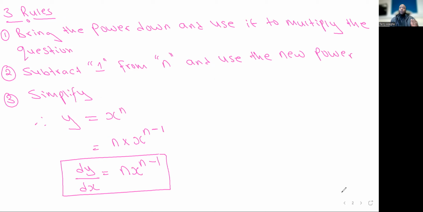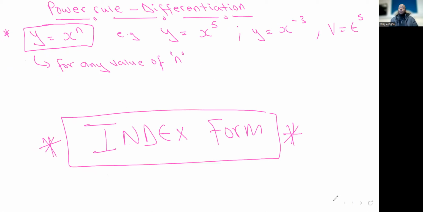So the first thing you do, you bring down the power, okay? The power you have. So you have to ensure it has to be in an index form. So you bring down the power, then you subtract 1 from the power. That is it. And that's how you differentiate using the power rule, okay? So that will bring us to the end of the power rule differentiation, the first rule. Now we're going to go to the second one, which is the power rule with a constant, okay? That will be in the next video.